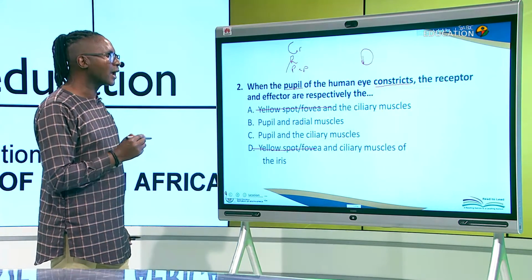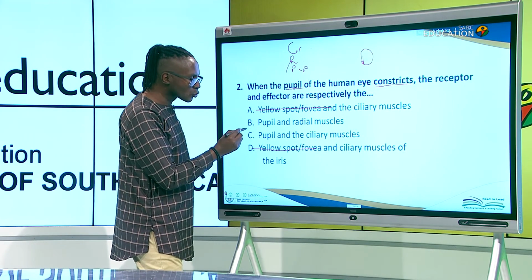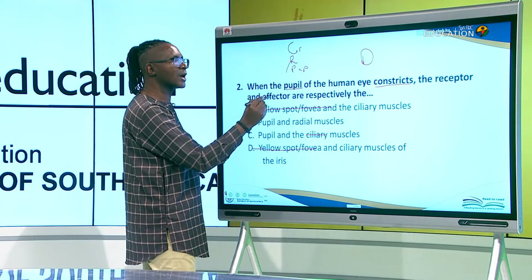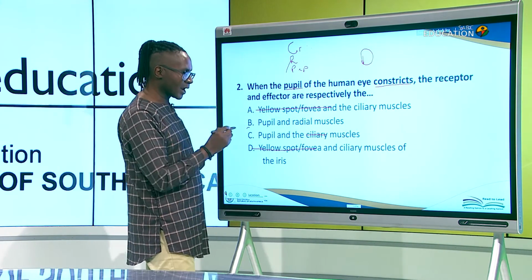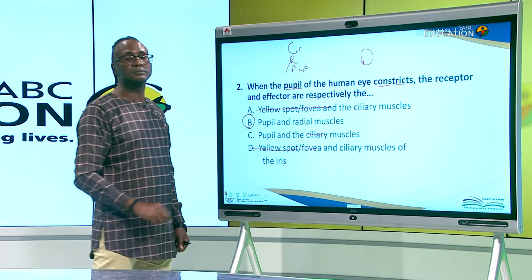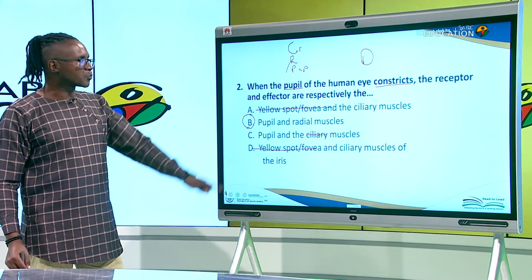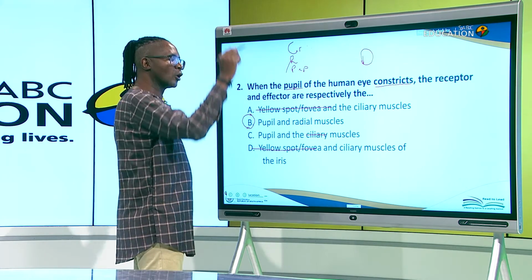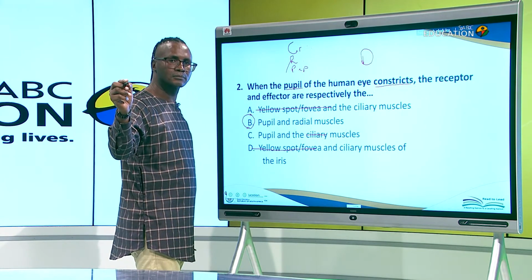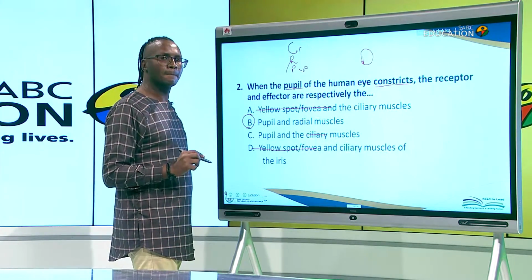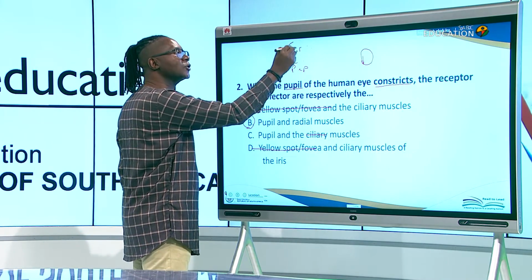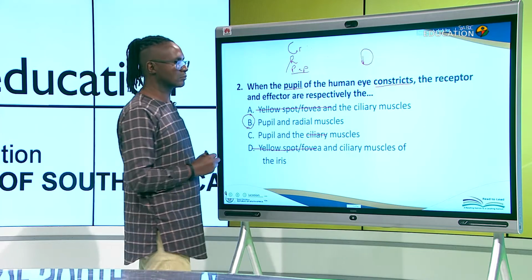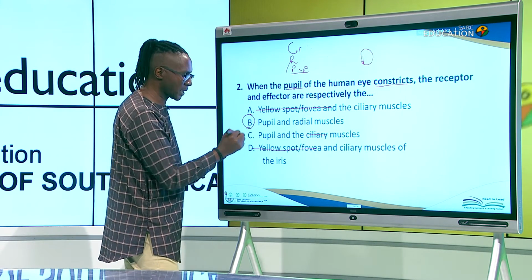And what's happening here? Now this becomes wrong because it is ciliary muscles. We are talking about circular muscles. So we are left with B. Because in the pupillary mechanism, we talk about circular muscles, not ciliary muscles. We're talking about the circular muscles, the radial muscles, and the pupil. So our answer will be B.